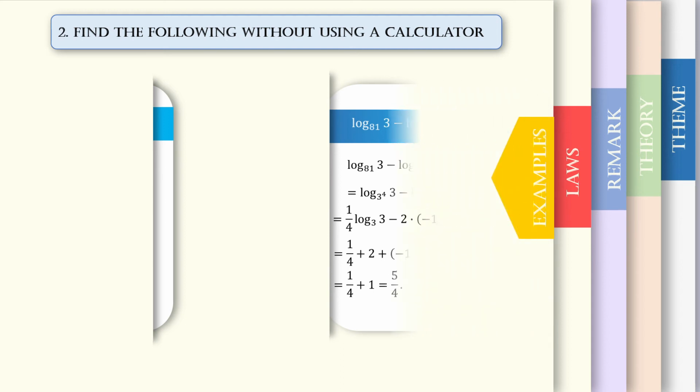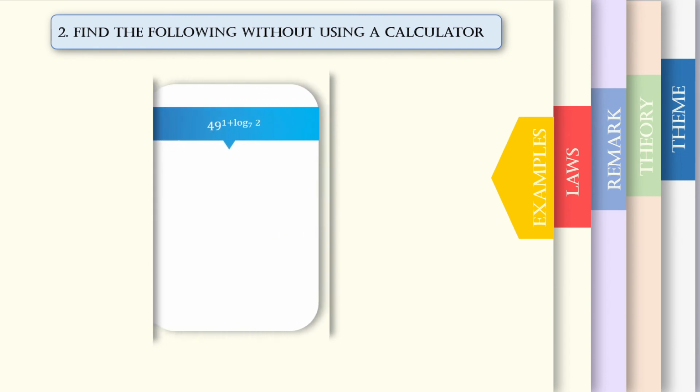That's nice. Next exercise. 49 raised to power 1 plus logarithm base 7 of 2.